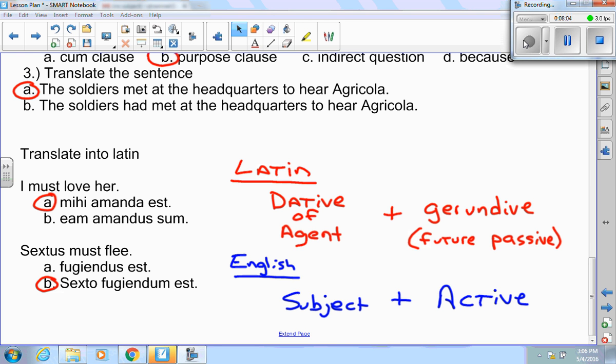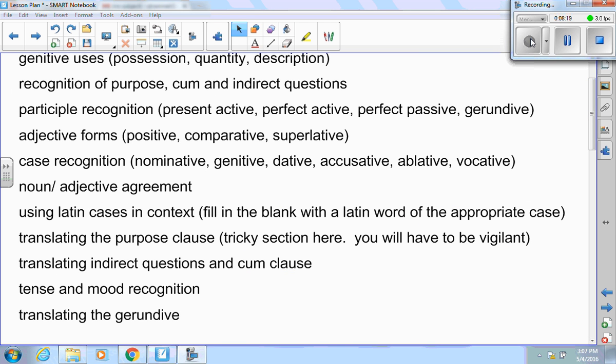Same thing down here at the bottom. Sextus is my English subject. I'm going to flip it to a dative of agent, sexto. And then my active verb, which is "must flee," needs to become a future passive, which is fugiendum est.